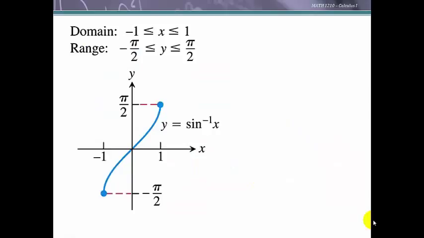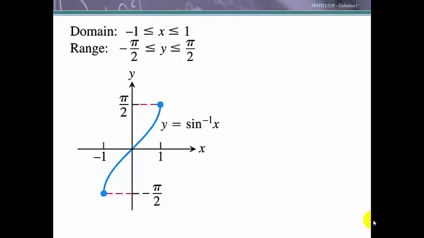So let's now look at our inverse sine. We've got a graph of the inverse sine function here. Our domain is then going to be what we would get for sine values if we had taken the sine of all these various angles, and that would be from negative 1 to 1. And our range then is that restriction from negative pi halves to pi halves.